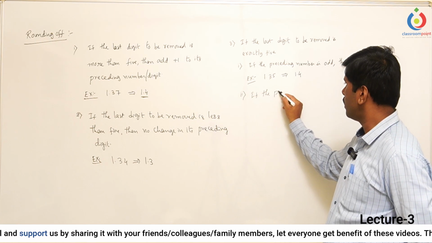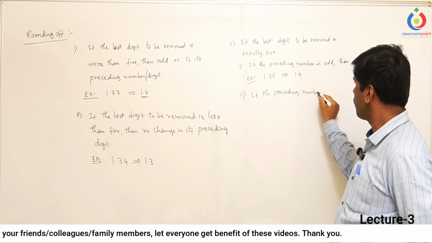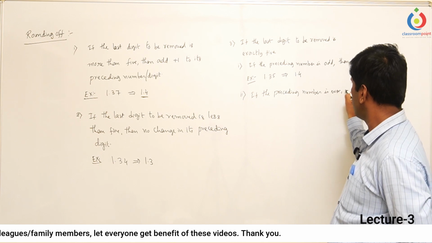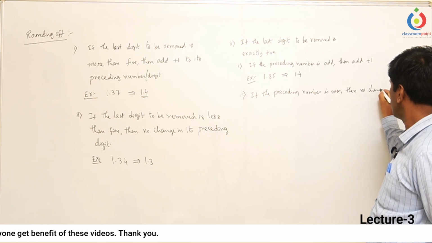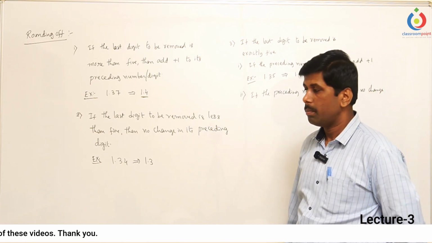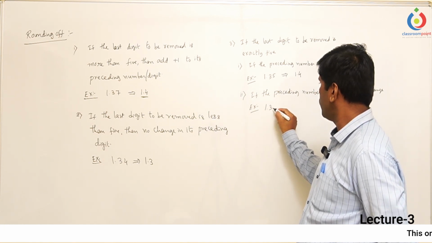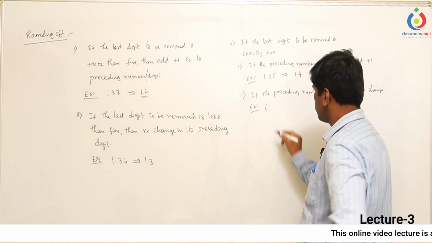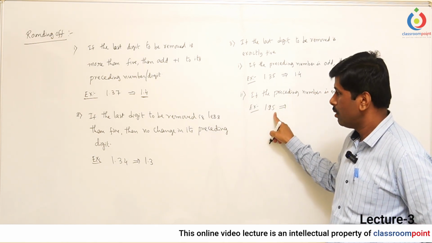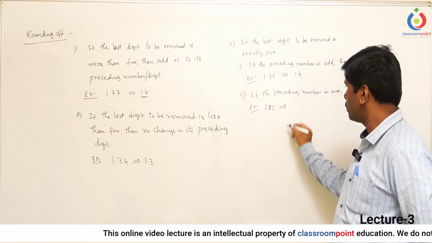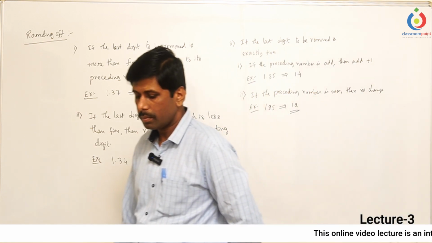If the preceding number is an even number, then no change in its preceding number. Example, 1.25 is there. Again, we want to remove the 5, but its preceding number is an even number, so there is no change in the value. So we can write the value as 1.2.